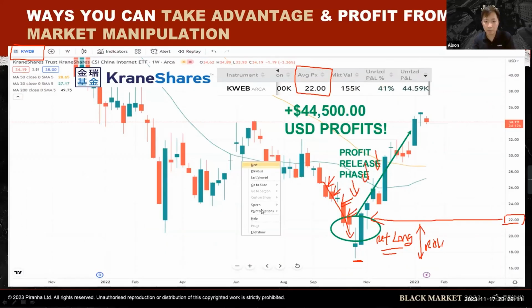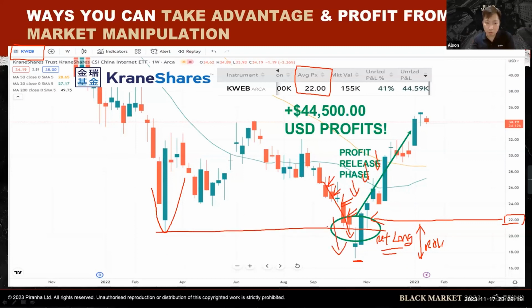And also KWeb, which I just taught you guys just now. This is actually a swing low. Price action goes down, actually also to take out the stop losses placed here by those traders who are long.